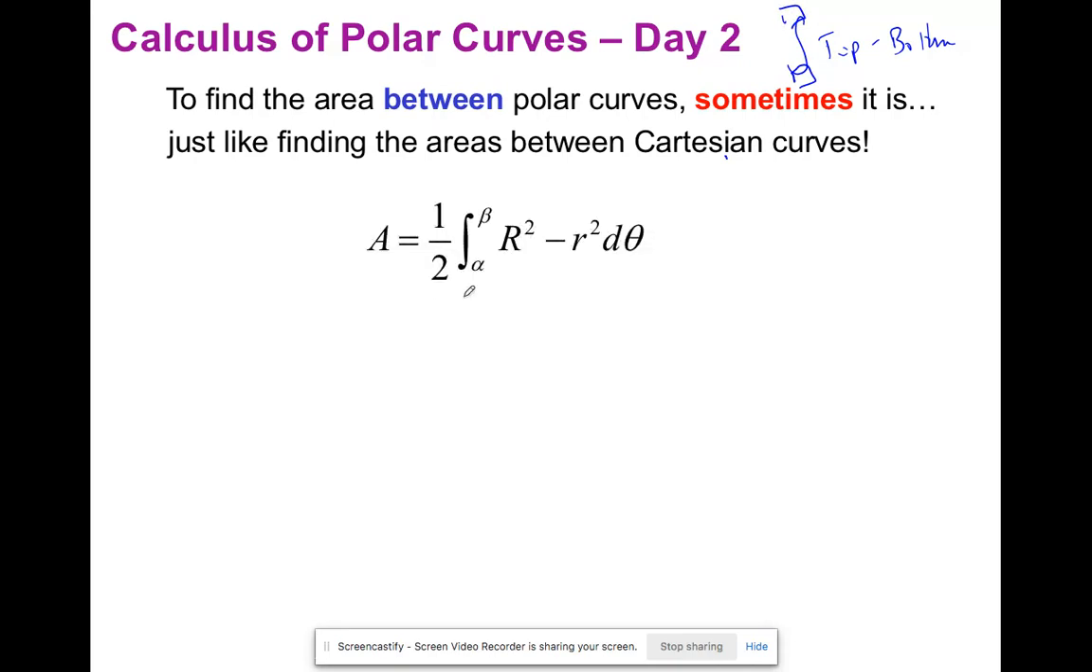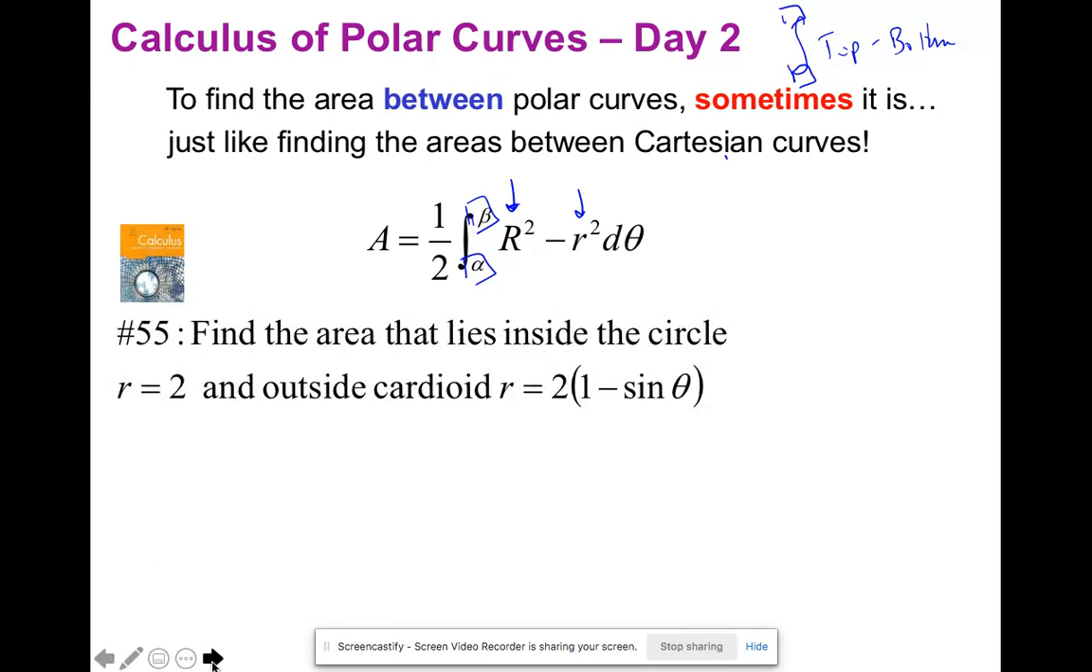So sometimes it is just a matter of finding which of your polar curves has the larger area, squaring it, and subtracting off the one with the smaller area, squaring it. It is not the same as capital R minus little r squared, right? And these are your thetas of intersection. Sometimes it's as simple as that.